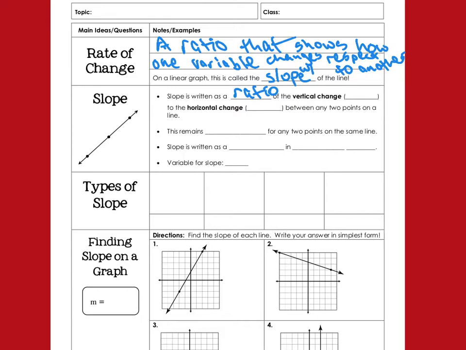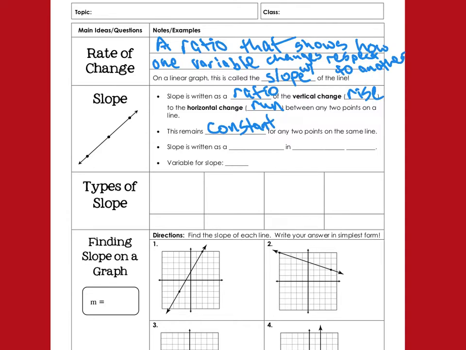So we will write this as a ratio of the vertical change, or we call it rise, to the horizontal change, run. So it's a comparison of the vertical change, rise, to the horizontal change, run, between any 2 points on the line. This remains constant for any 2 points on the same line. Now what does that mean? It means it doesn't change. Constant means it doesn't change.